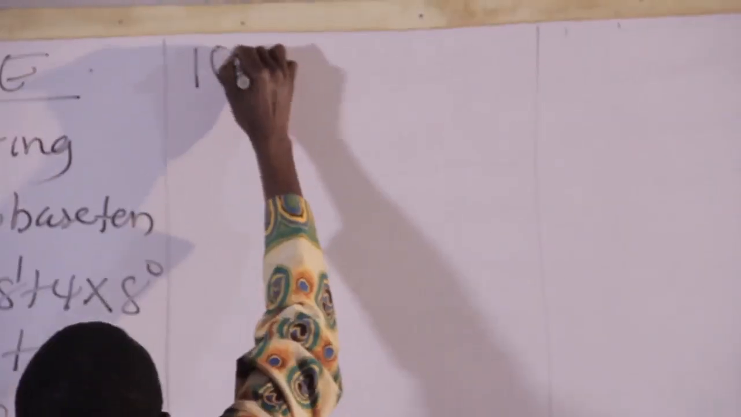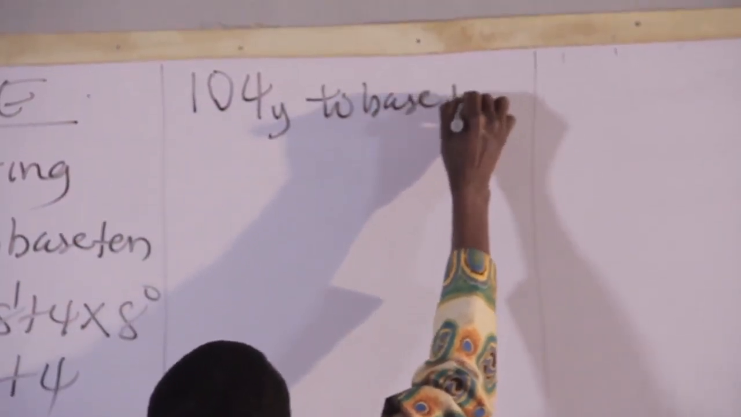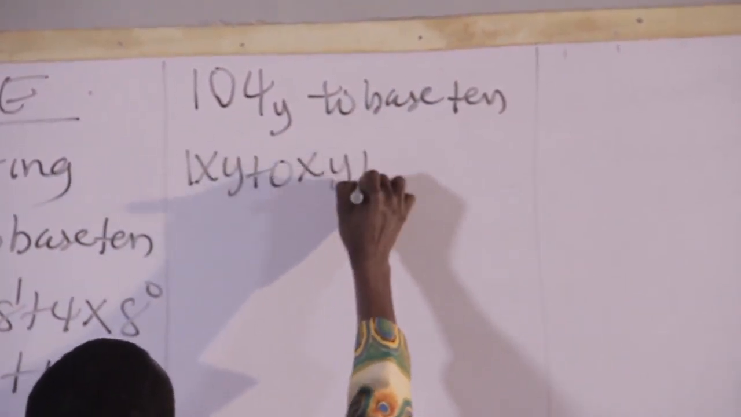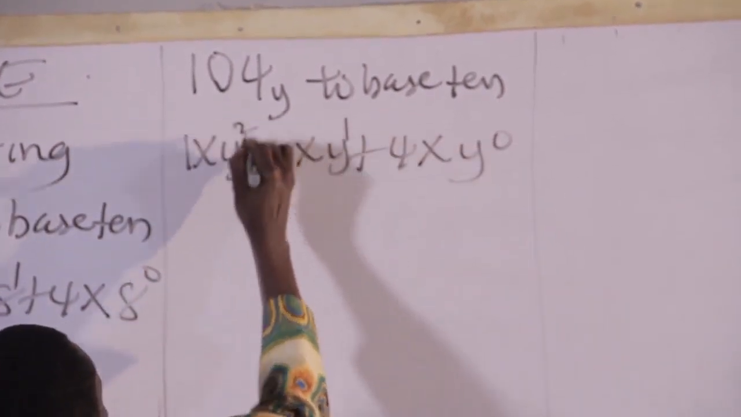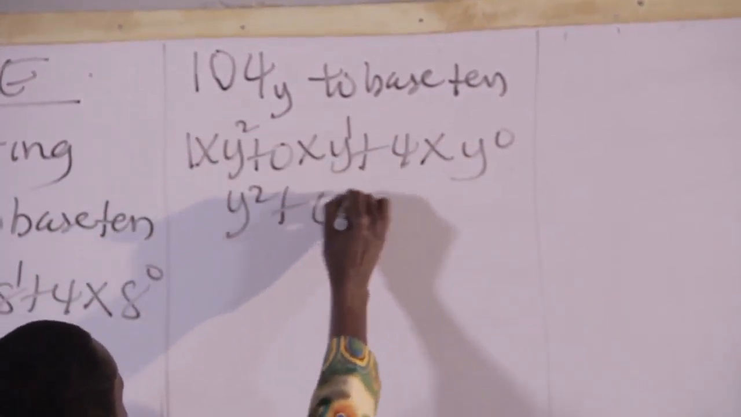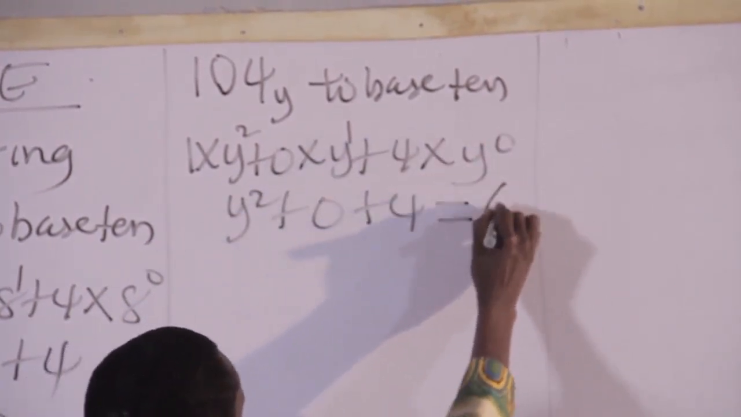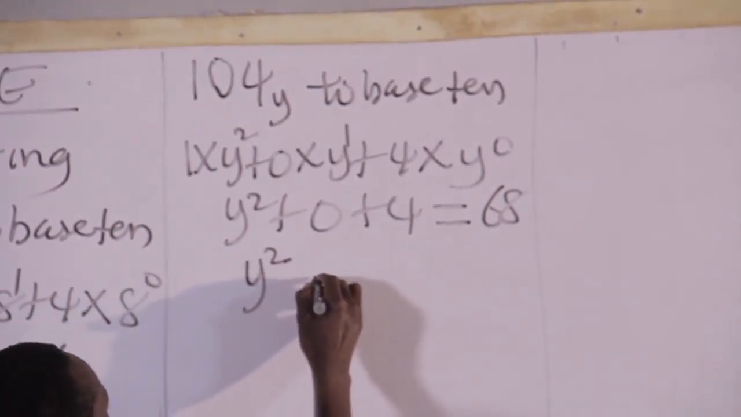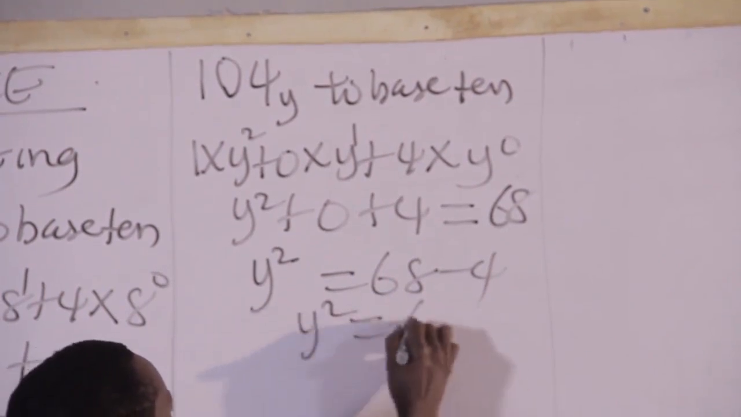So 104 base y to base 10 will be 1 times y plus 0 times y plus 4 times y, with power 0, power 1, power 2. This is y squared, this is 0, this is 4, since y to the power 0 is 1. Equal to 68. So collect like terms: y squared is equal to 68 minus 4, so y squared is equal to 64.